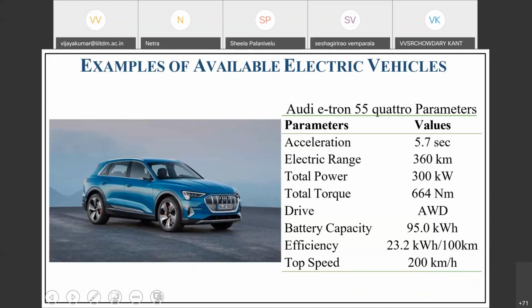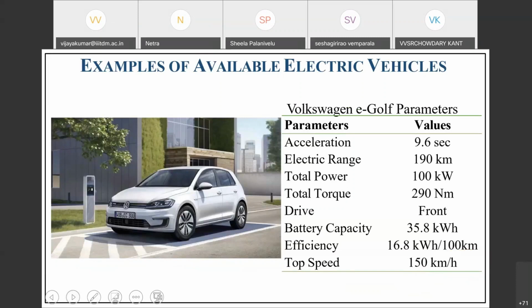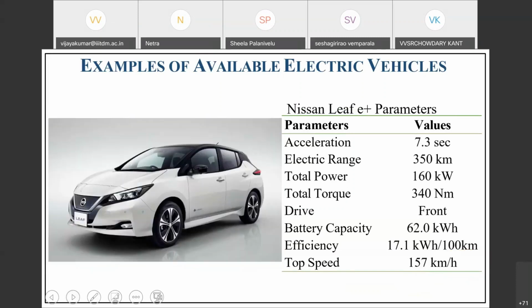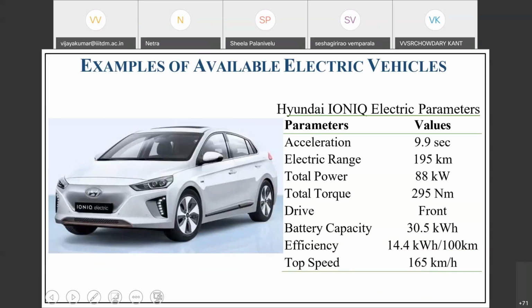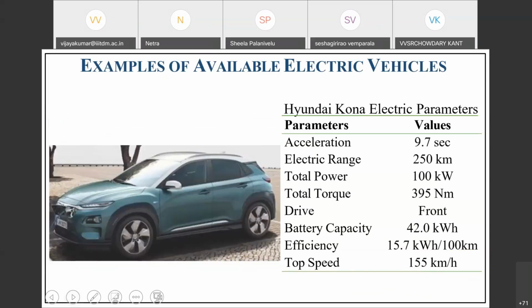So these are the parameters of different electric vehicles. I'll skip all those slides. If you're really interested to compare, you can see all the parameters and compare, right? So that's what we are doing here.